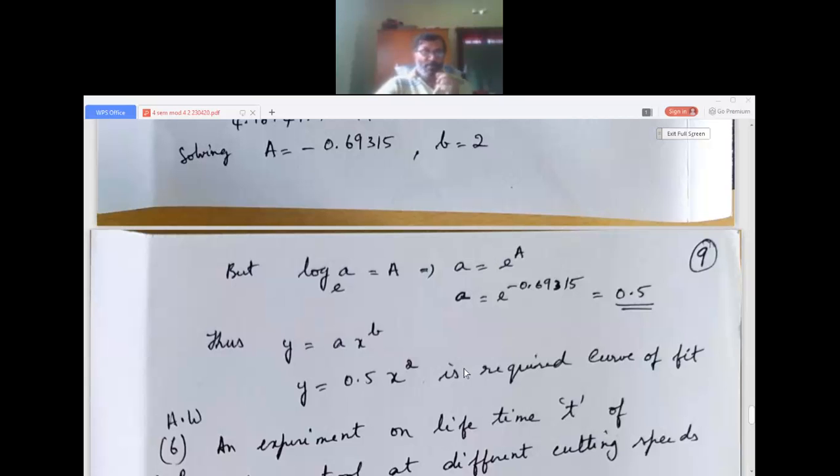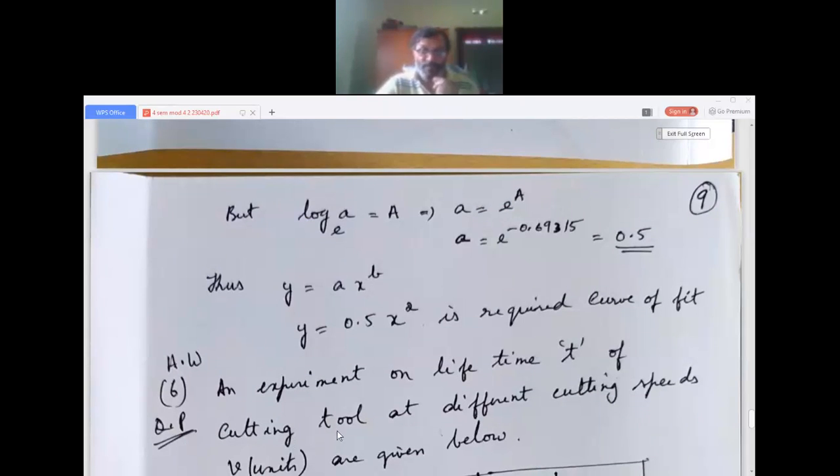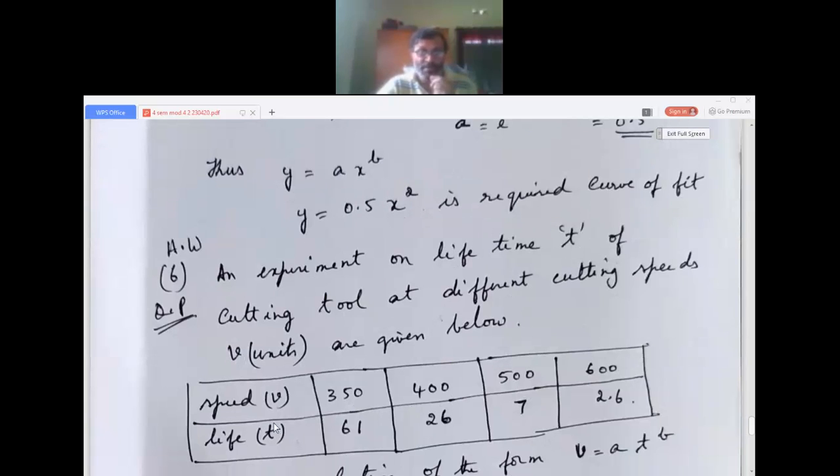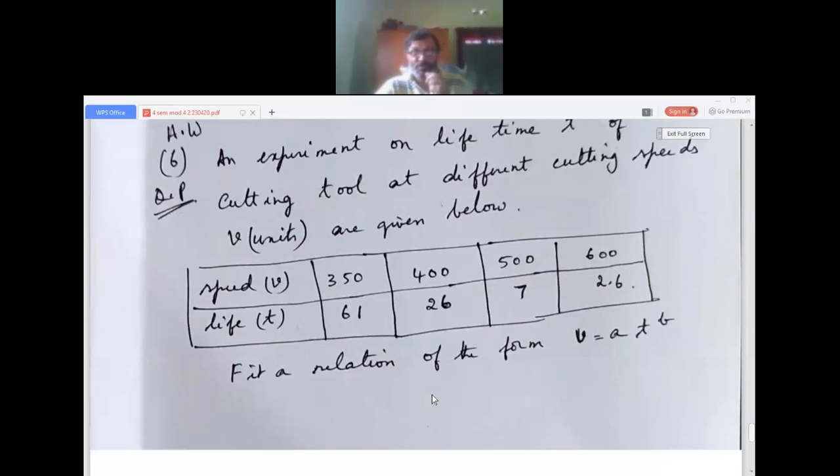So one problem I have given for homework, it is a very important question paper problem. An experiment on lifetime T of a cutting tool at different cutting speeds, V units, are given below. Speed V: 350, 400, 500, 600. Lifetime T: 61, 26, 7 and 2.6. Fit a relation of the form V equals A into T power B.